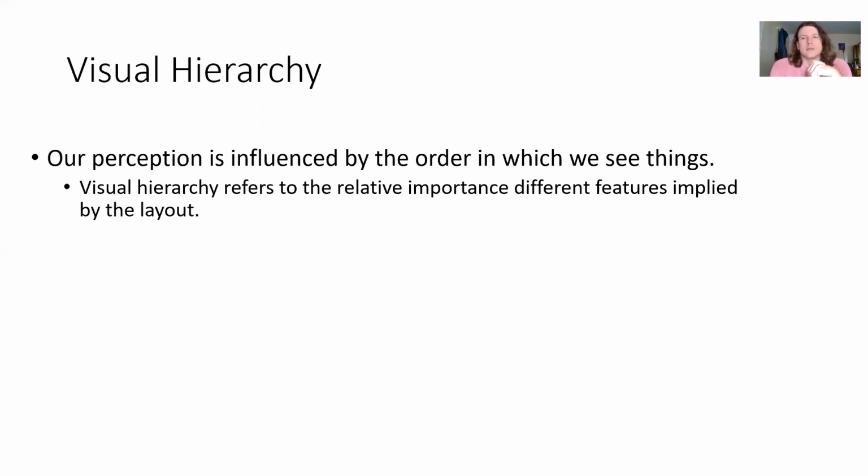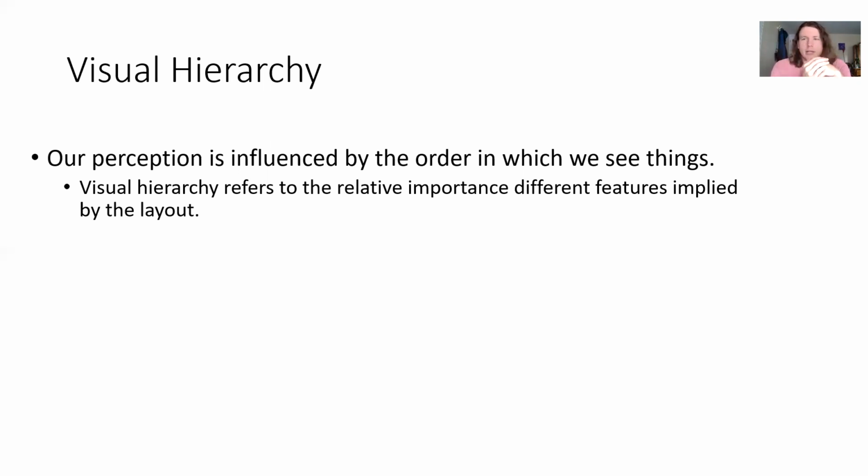So it's important to consider what's known as the visual hierarchy. This is the idea that our perception is influenced by the order in which we see things. The visual hierarchy refers to the relative importance of different features implied by the layout on the map. For instance, the title is essentially the most important element on the map, so it should be the largest font on your map, and generally speaking, you want it at the top. If you tuck your title away down at the bottom and you make it the smallest text on the map, it's not going to be obvious that it's the map title.